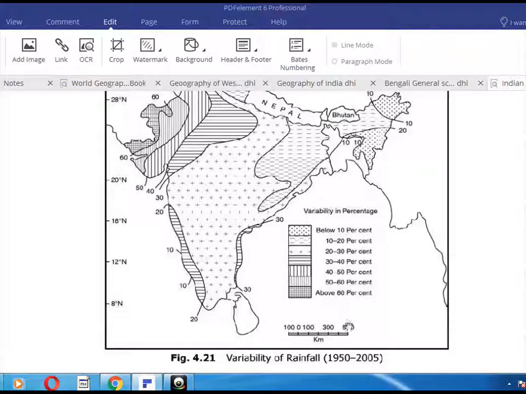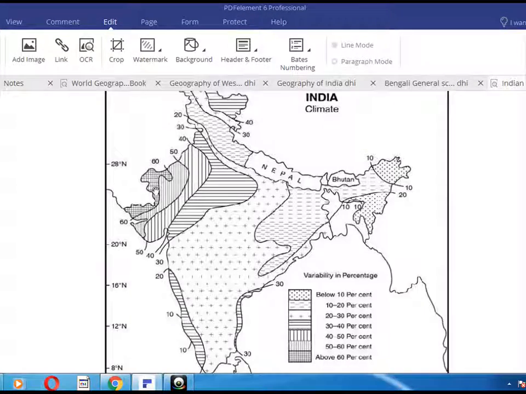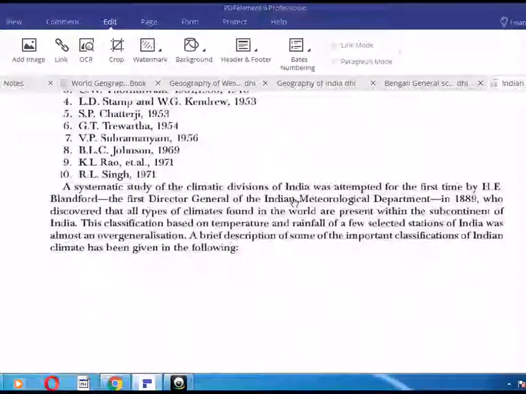And variability of rainfall 1950 to 2005: the highest is Rajasthan. I think it is right. Okay, and some parts of Gujarat.